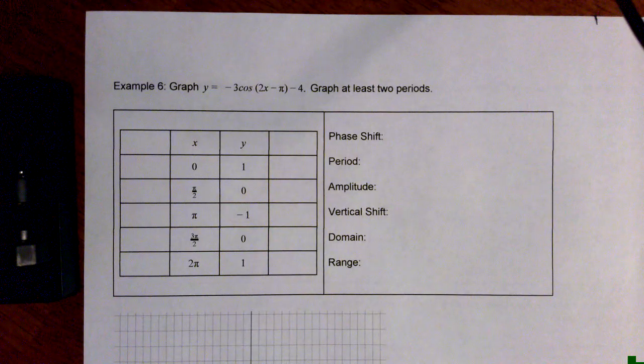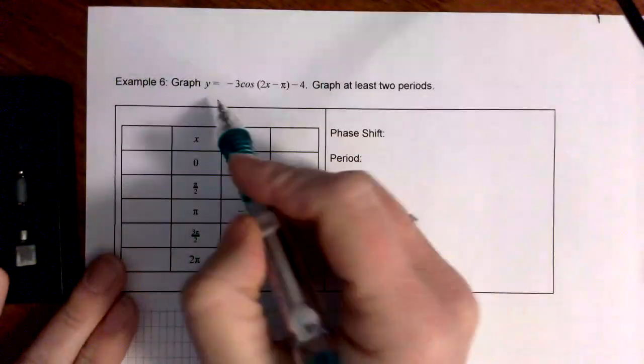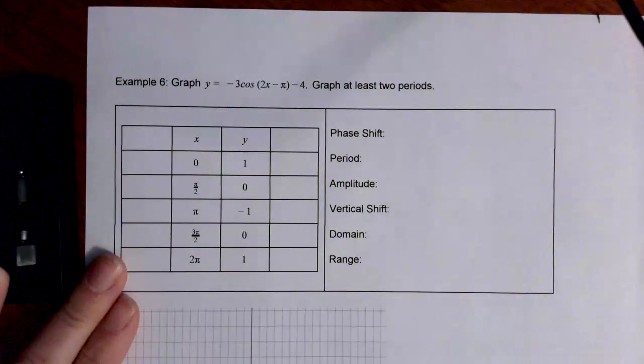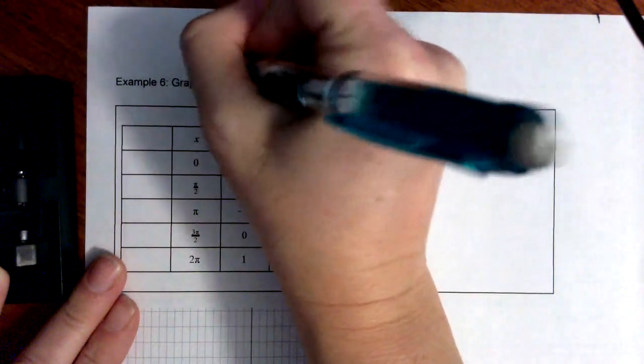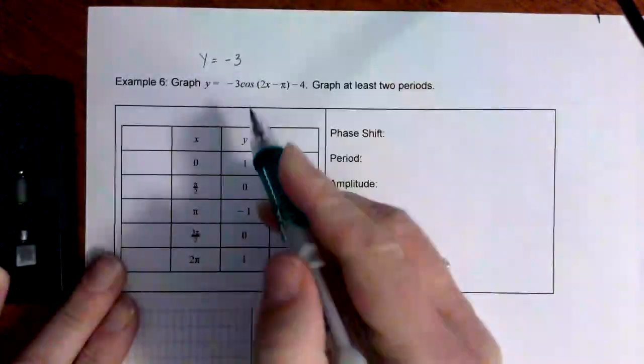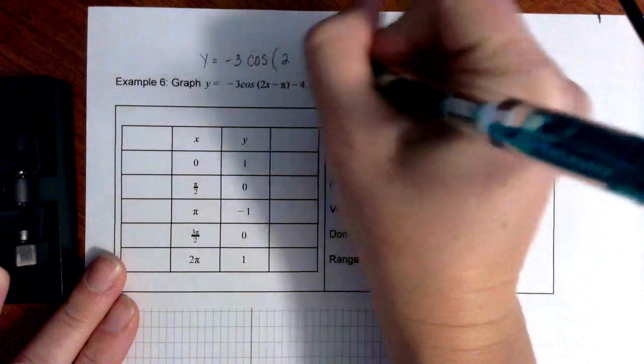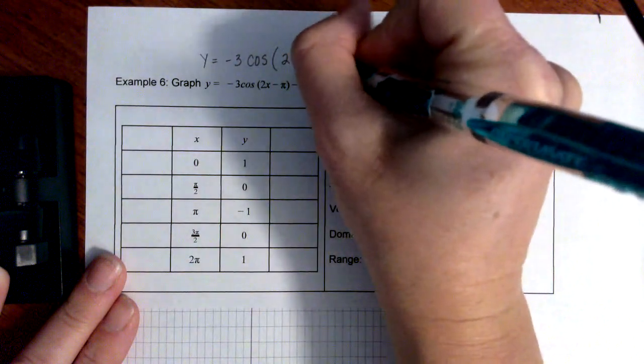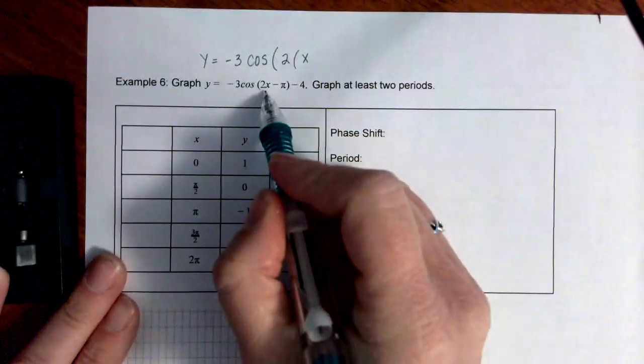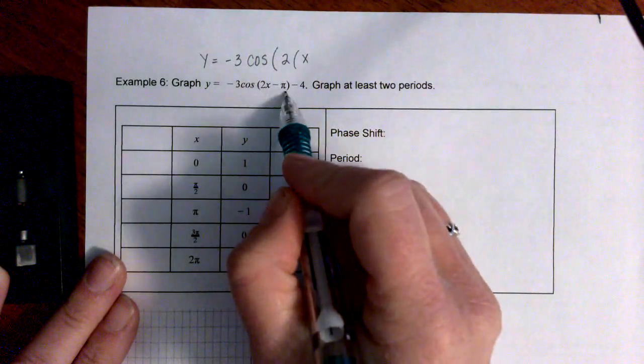We're going to go through example 6 for our notes for 4.5. So the first thing that we want to do is get our equation into our transformation form. Okay, so we want to rewrite this y equals -3 cosine. Then we want to factor out the 2. So we'd have 2 times x. When we factor out the 2, we divide each of these terms by 2.